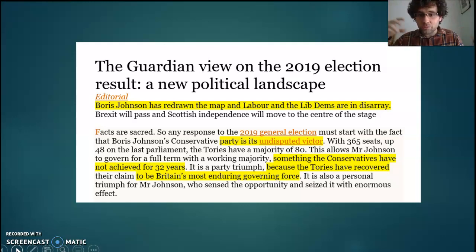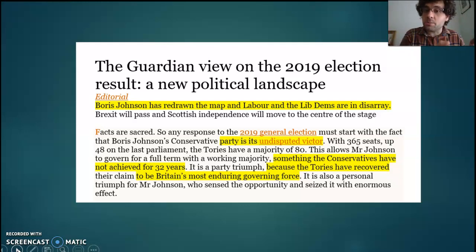And by adding that word "undisputed," it suggests perhaps that the Guardian would like to dispute it but can't. Okay, so they've got a working majority. It says something the Conservatives have not achieved for 32 years. I want to show you that because it's an example of a relative clause, but it's not got "who" or "which." That sentence could read, they have a working majority, which is something the Conservatives have not achieved for 32 years. They've left out the "which" because we don't need it for that to make sense, but that's an example of a relative clause, okay?